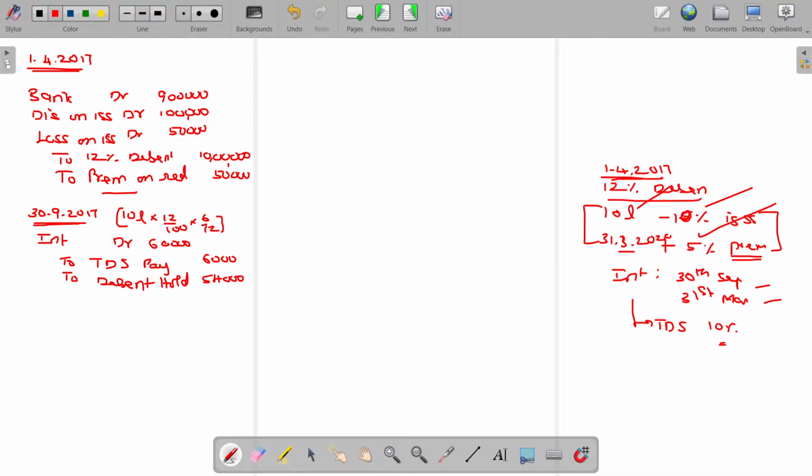Now you have to pass a payment entry. What's the payment entry? Debenture holders account debit, 54,000, and TDS payable account 6,000, and payment is made through bank, the value being 60,000. Hope you will now be able to understand this. Any doubt?